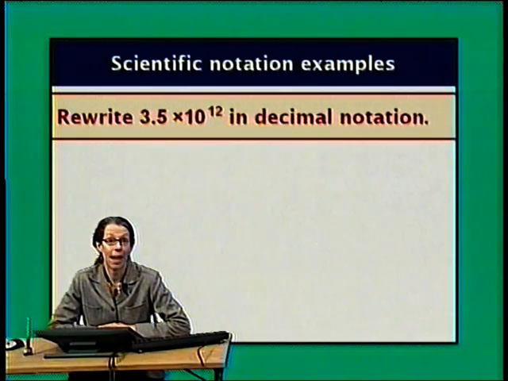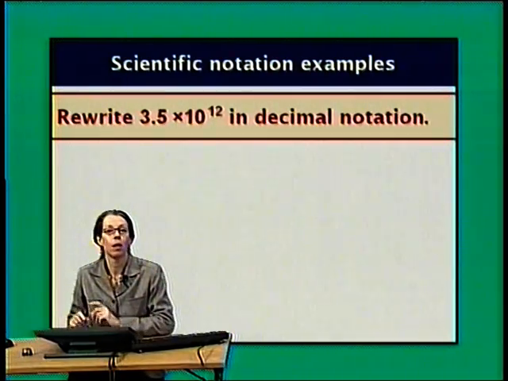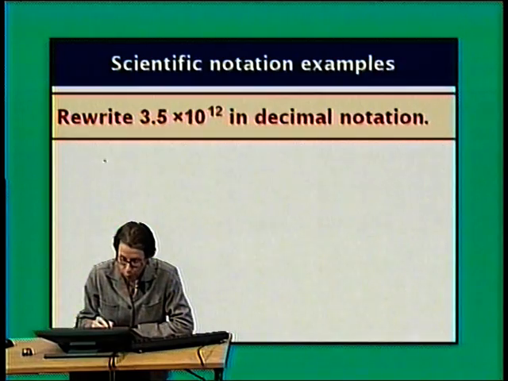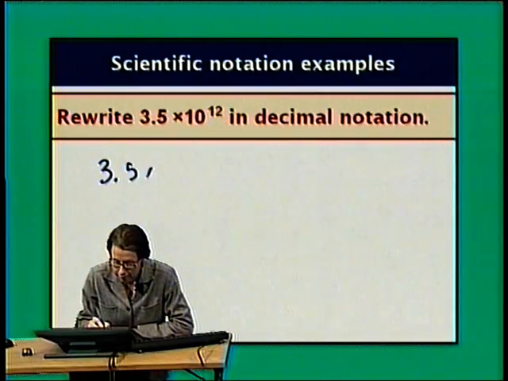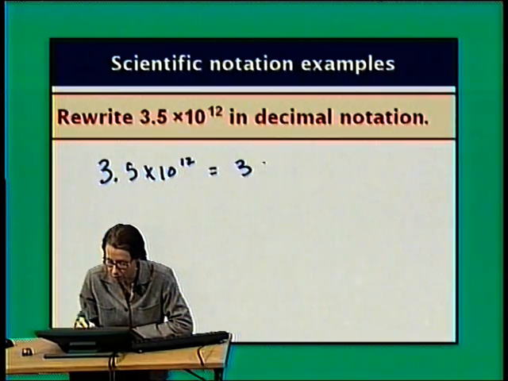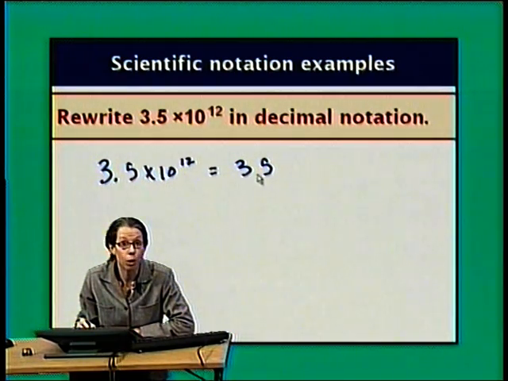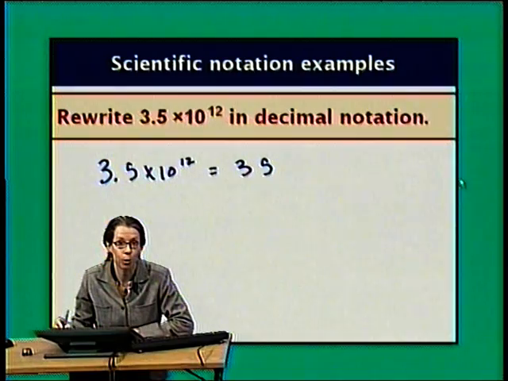So now we're being asked to rewrite this number given in scientific notation in decimal notation. So I have 3.5 times 10 to the 12th. Okay, so I'm going to write down the digits in my mantissa, and then I have to think about moving that decimal point, which was here between the 3 and the 5, 12 units to the right.